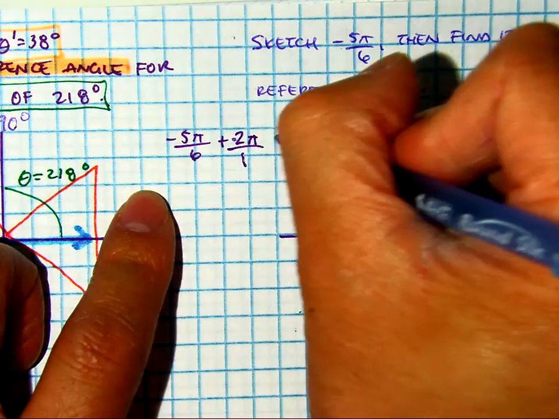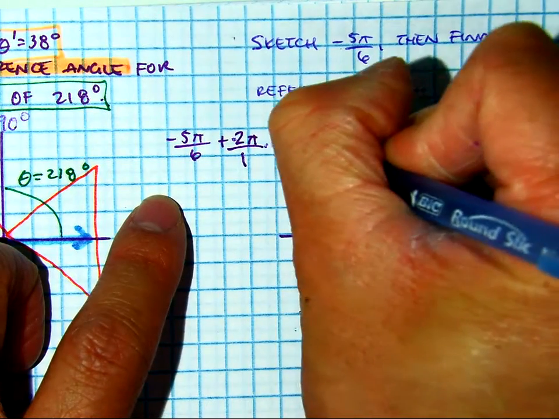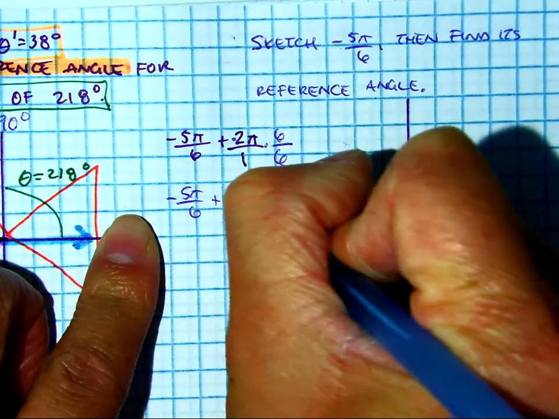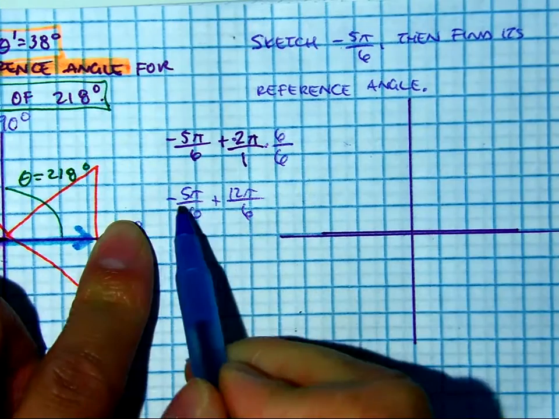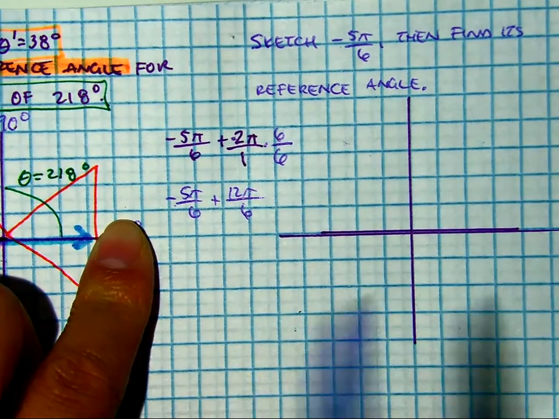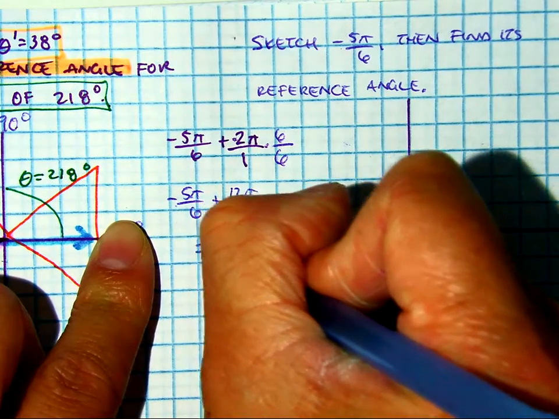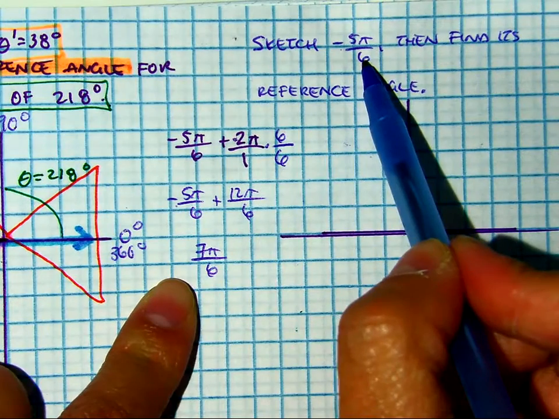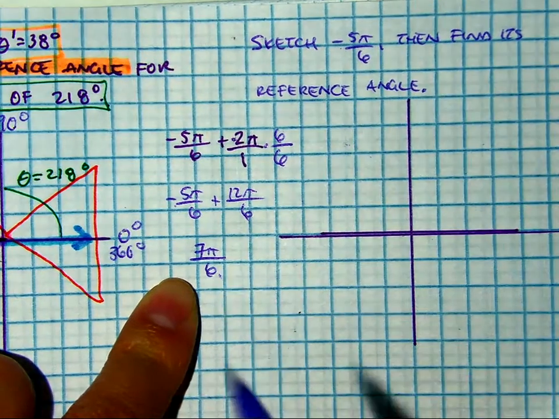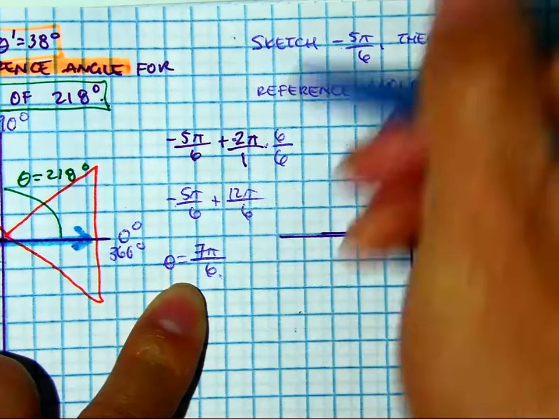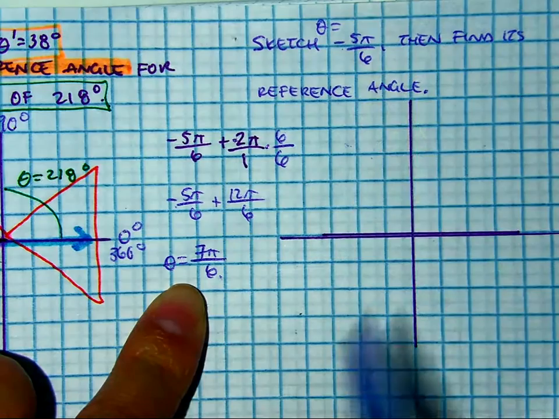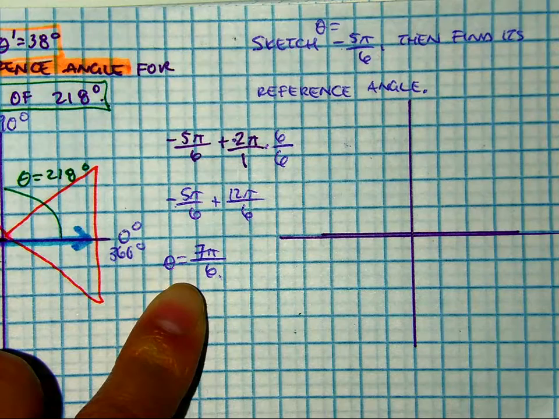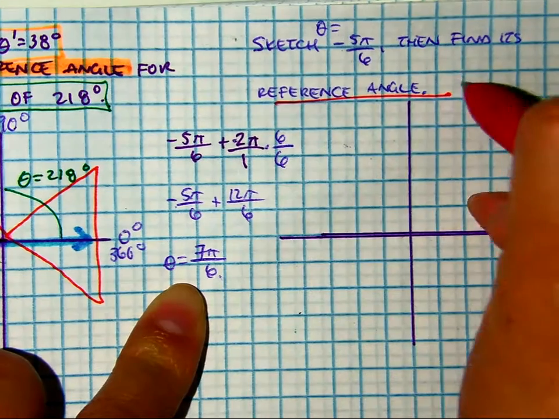I'm going to have to multiply by 1, so that's 6 over 6. So I have negative 5 pi over 6 plus 12 pi over 6. Negative 5 pi over 6 plus 12 pi over 6 gives you 7 pi over 6. Negative 5 pi over 6 and 7 pi over 6 are coterminal angles. They end up in the same position. You could call that theta. In today's lesson, we're trying to find the reference angle. The reference angle, you can call that theta prime.